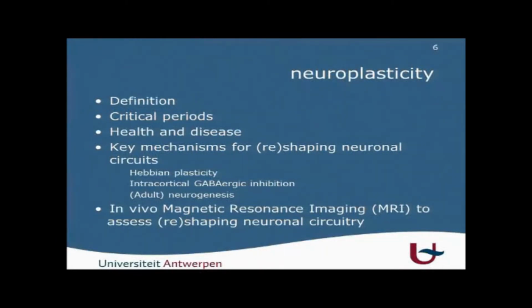I was asked to talk about neuroplasticity, and this is the outline of my talk. First of all, I want to mention the definition, that it involves critical periods, and that it is important in both health and disease. Then I will talk a little bit about the key mechanisms, and then I will show how you can use imaging to monitor neuroplasticity.